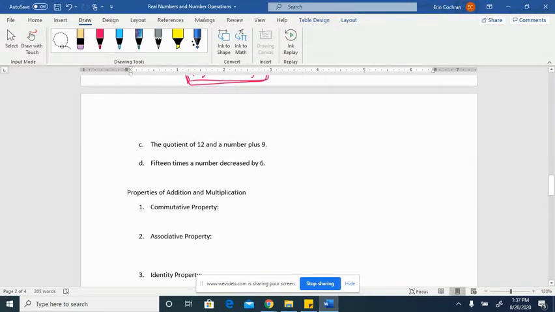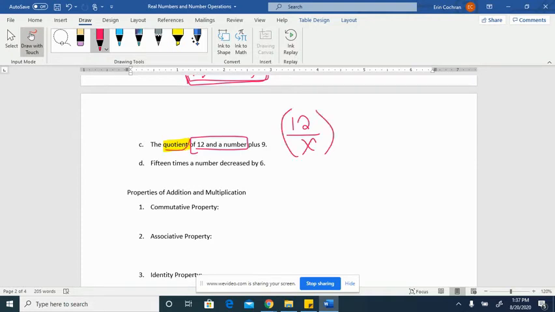All right, the quotient. Quotient is the answer to a division problem. So what is the answer of the division problem? 12 and a number. So we're going to take 12 divided by a number, so x. Now, I could put parentheses around it because we want to make sure we do the quotient first to get the answer, then add 9. However, with division, we always divide before we add. So we could have left it as 12 over x plus 9. You could also use 12, the division symbol, x plus 9.